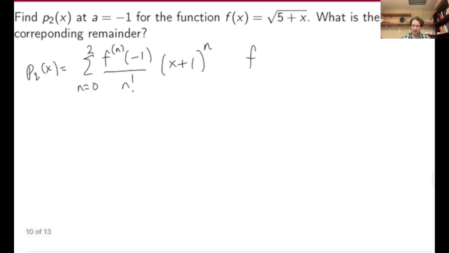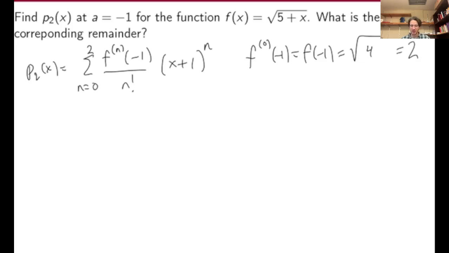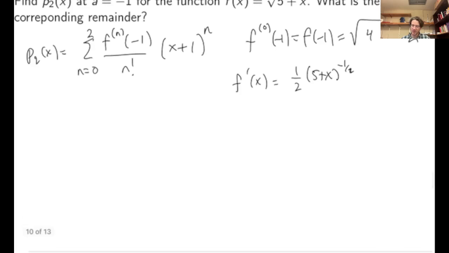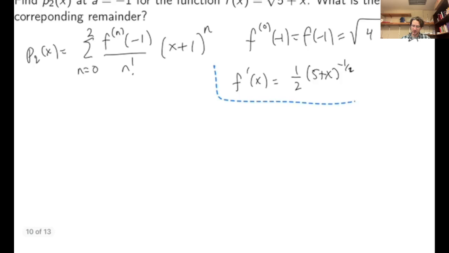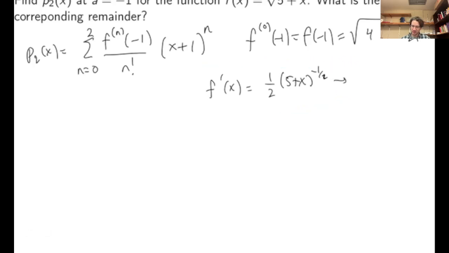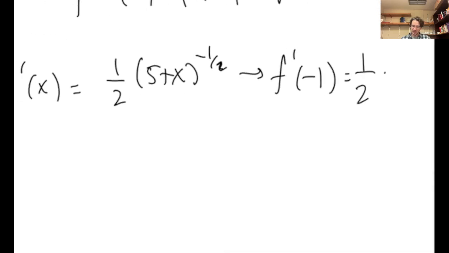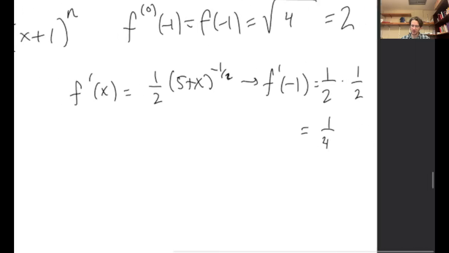The 0th derivative of f at minus 1 is simply f of minus 1, which is the square root of 5 minus 1, the square root of 4, which gives me 2. The first derivative of f at x is, by the chain rule, 1/2 times 5 plus x to the minus 1/2. And so f prime of minus 1 is 1/2 times, when I plug in minus 1 for x, 4 to the minus 1/2. That's also 1/2, so I get 1/4 there.